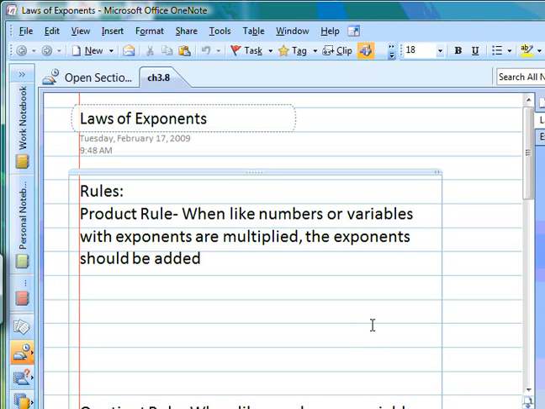Today we're talking about the laws of exponents. We're going to look at exponents in a way that we've never done before. And we're actually going to manipulate the exponents themselves instead of figuring out what the exponents mean. The first rule, there's actually 3 rules we're going to do today.